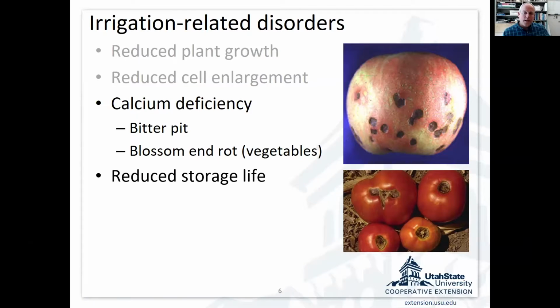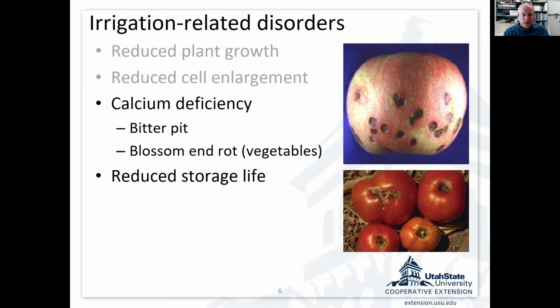Also related to this is you may have situations where you've got calcium deficiency or other things that may not show these external symptoms, but they may be bad enough that if you're going to put these apples in storage for a period of time, you'll see storage disorders that develop as a result of these localized nutrient deficiencies resulting from irrigation problems.